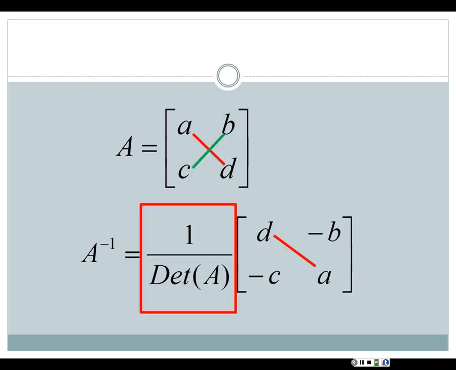And then on the other diagonal, you have two numbers, and in the resulting matrix you keep them on the same spots, but you change the sign. So B becomes negative B and C becomes negative C, and this is the inverse matrix of A.